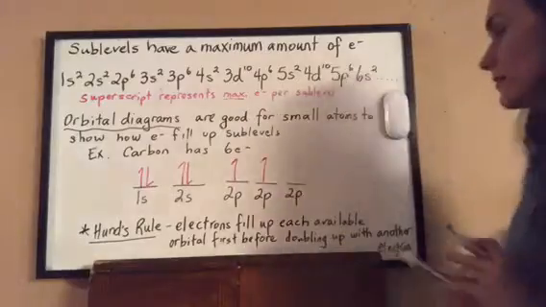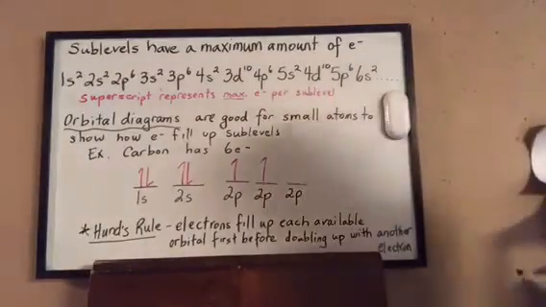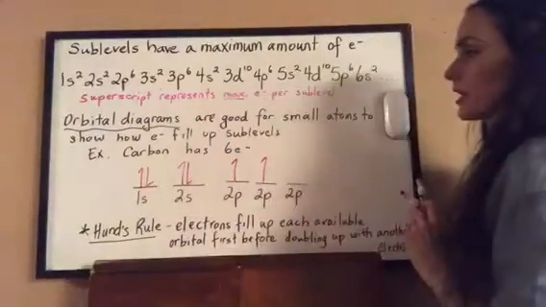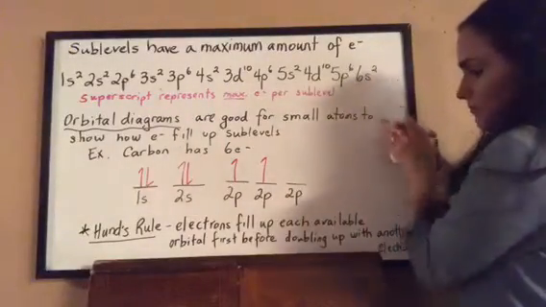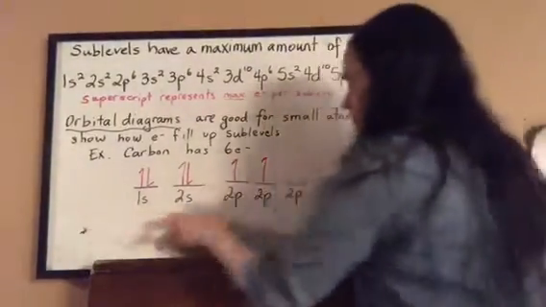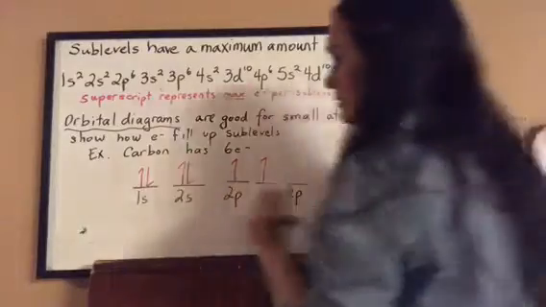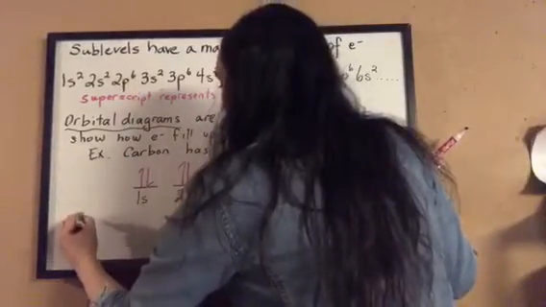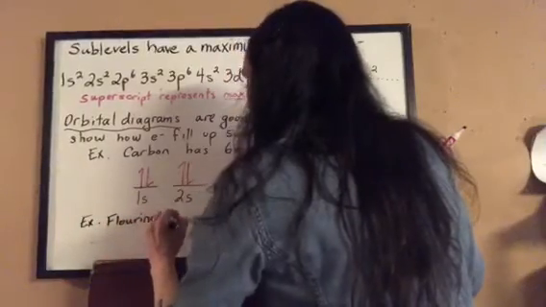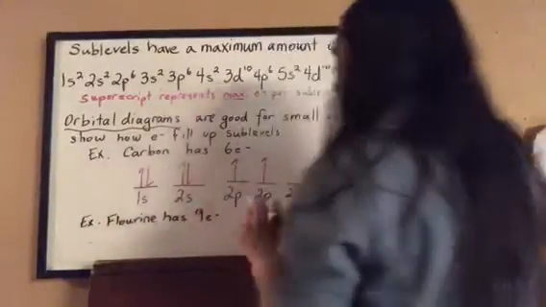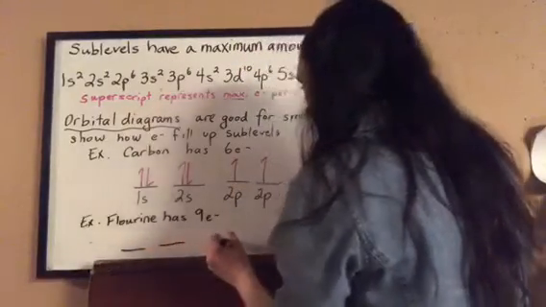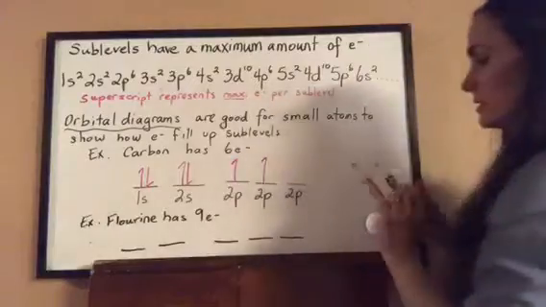Let's say that we had fluorine, and look at the orbital diagram for fluorine. I'm just going to erase Hund's rule down here. Let's look at fluorine. It has 9 electrons. If we were to look at the orbital diagram for fluorine, I'm going to keep the same orbital designations here.